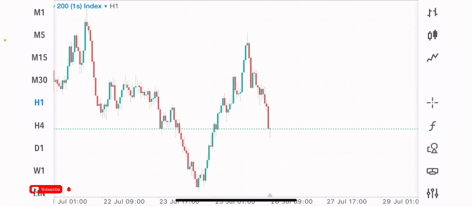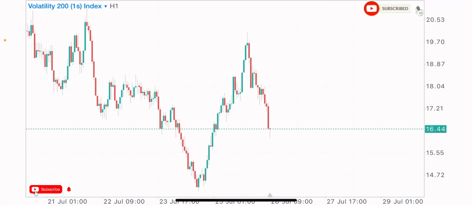So whenever I want to analyze, I start from the higher time frame. It can be the daily time frame, the weekly time frame, the monthly time frame. But in most cases, I prefer starting from the weekly time frame. So let's head down to the weekly time frame.